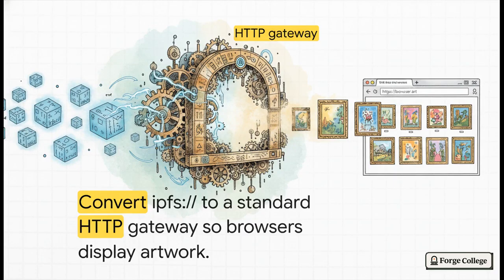We have to handle something off-chain, normalizing these URIs. You see, standard web browsers like Chrome or Safari, they don't natively speak the IPFS protocol. If you toss a raw IPFS link at them, they just get confused. So we must route those links through an HTTP gateway. We're basically translating that prefix so our front ends can actually read it and display the artwork.